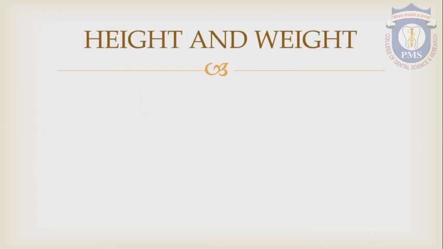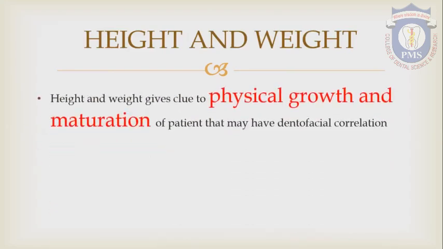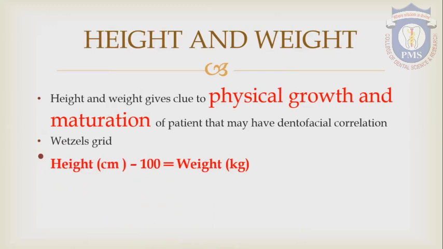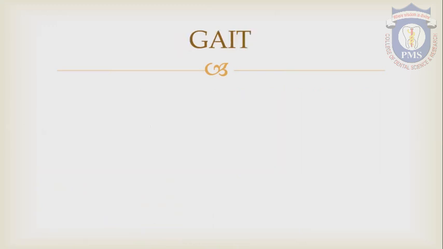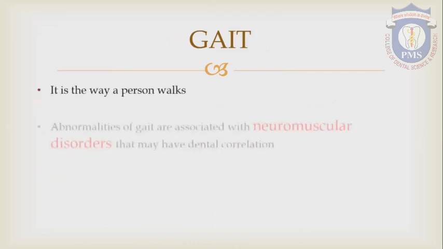Height and weight of the patient. Height and weight always gives us a clue to the physical growth and maturation of the patient that may have dentofacial correlation. So we can use a Wetzel's grid to assess the correct height and weight for a particular age. Also, we can use the simple formula: the height in centimeters minus 100 gives the ideal weight in kilograms. So this is also a very simple formula where we can easily identify if the patient is overweight, underweight, and so on. Gait. It is the way a person walks.